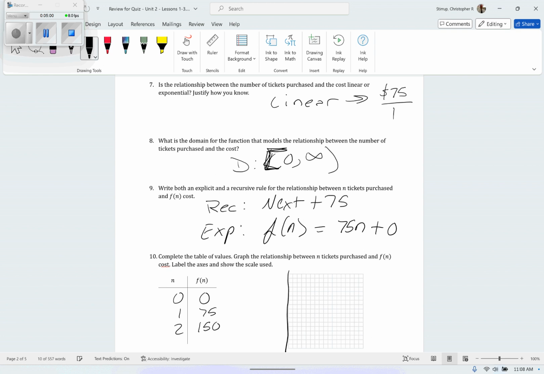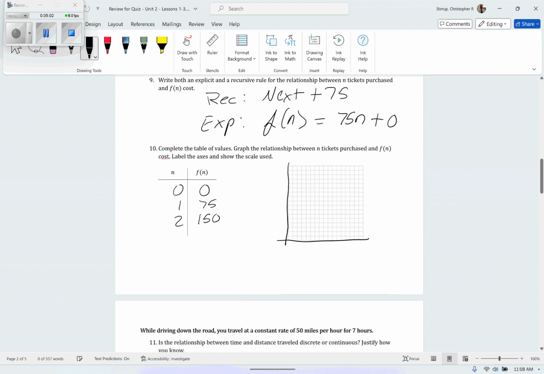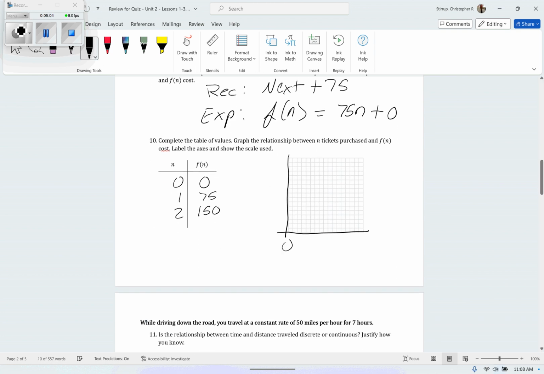So if I did my XY axis, 0, maybe count out this to be 1, count out this to be 2, count out this to be 3. And then let's count by 25s. So at 0, 0; at 1, 75. It's like the third line up. At 2, it'd be at 150. And it just kind of keeps growing that way. Okay, keep it dotted because it's discrete.